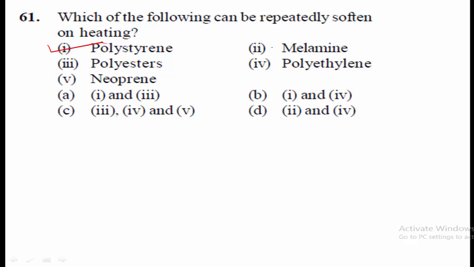Melamine is a thermosetting plastic. Polyesters are also thermosetting polymers. Polyethylene is a thermoplastic. Neoprene is also a thermosetting polymer. Therefore, 1 and 4 are repeatedly softened on heating because they are thermoplastics. Which option is right here? Option B, because it has given 1 and 4, those are thermoplastics.